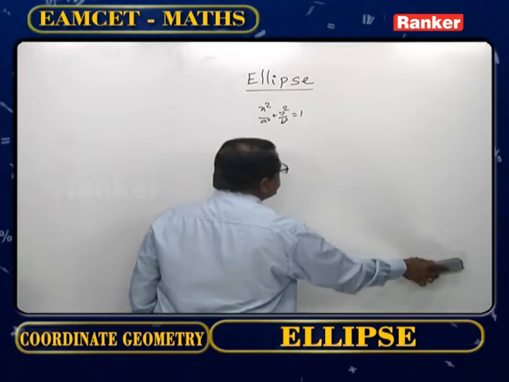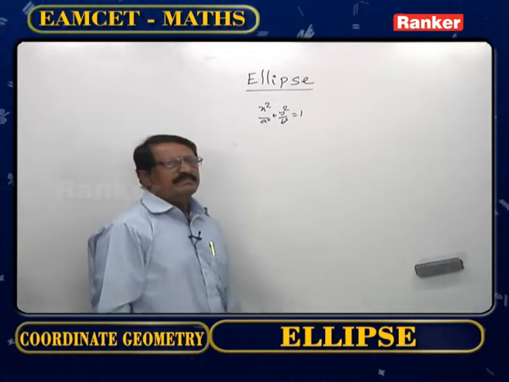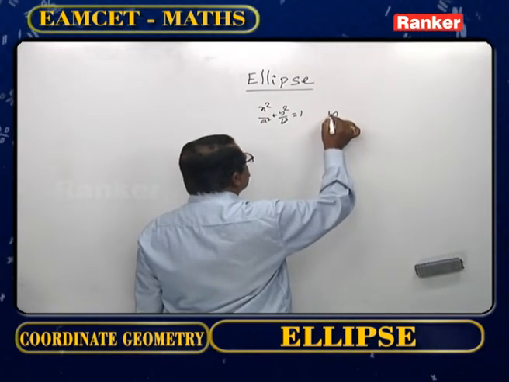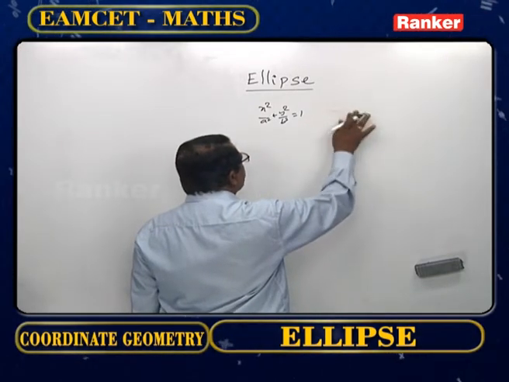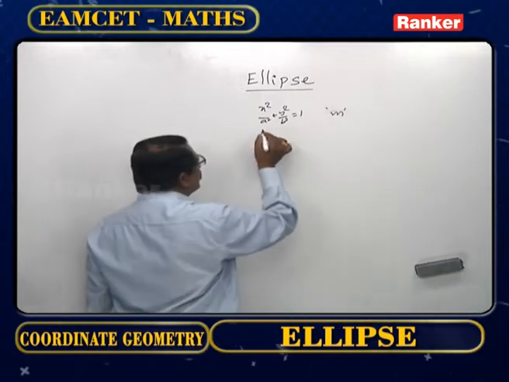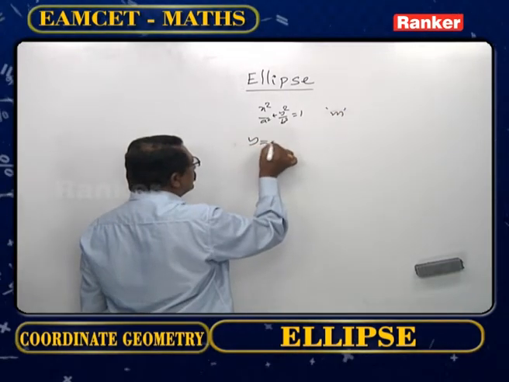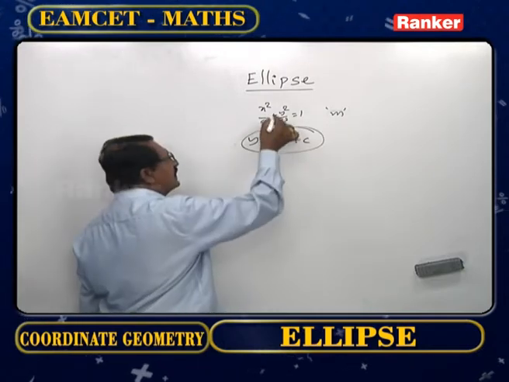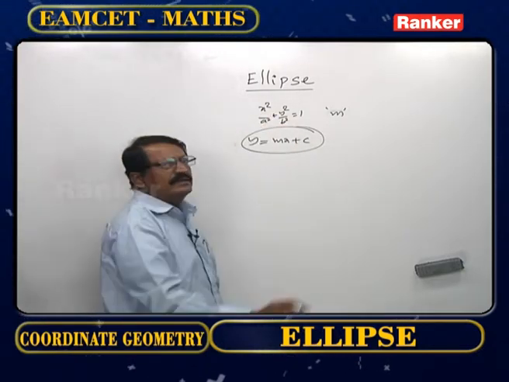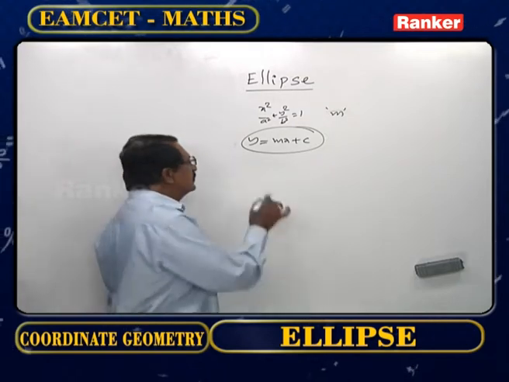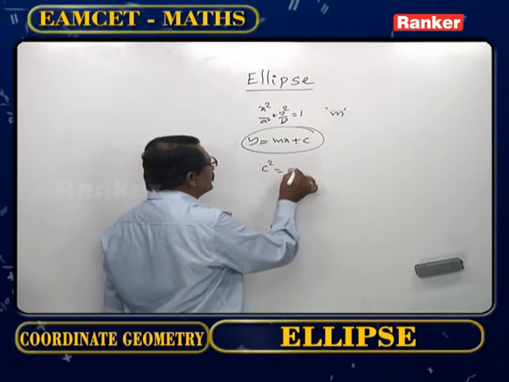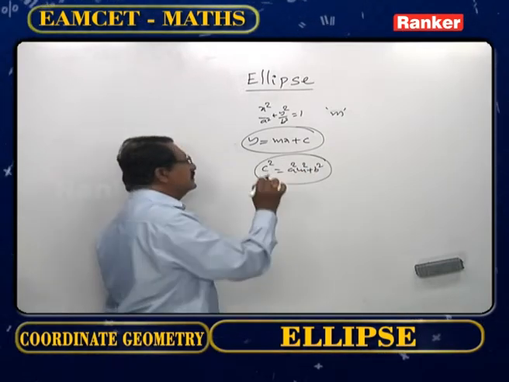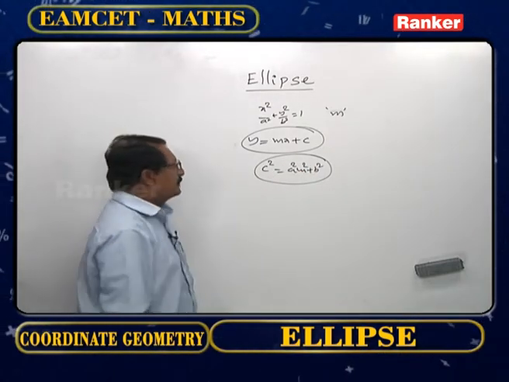Next, suppose the ellipse equation is x square by a square plus y square by b square equals 1, the standard equation. If the slope of the tangent is m, now the equation of the tangent: if y equals mx plus c is a tangent to the ellipse x square by a square plus y square by b square equals 1, then c square equals a square m square plus b square.